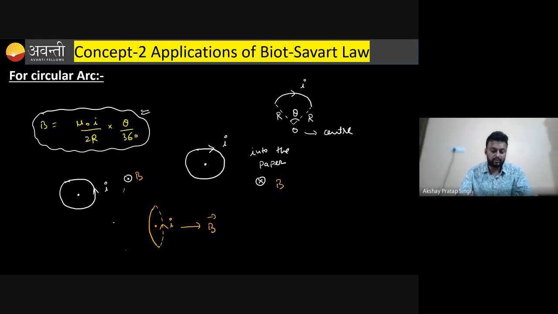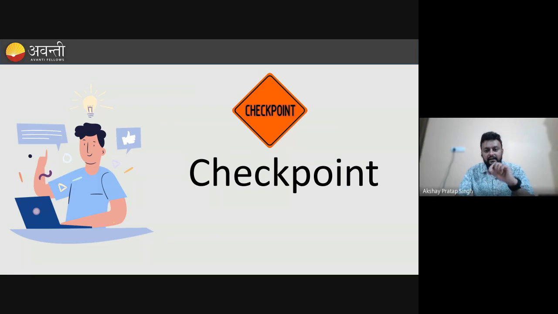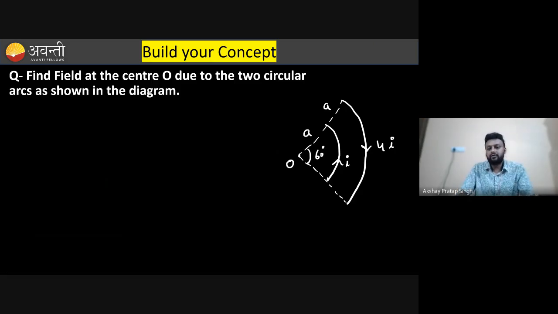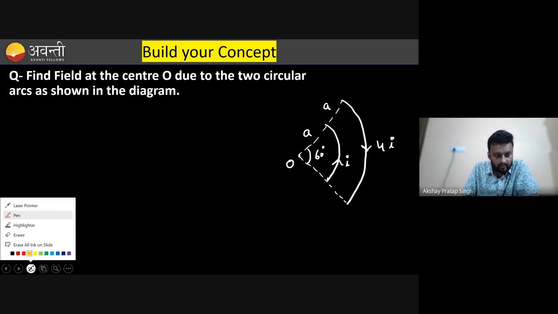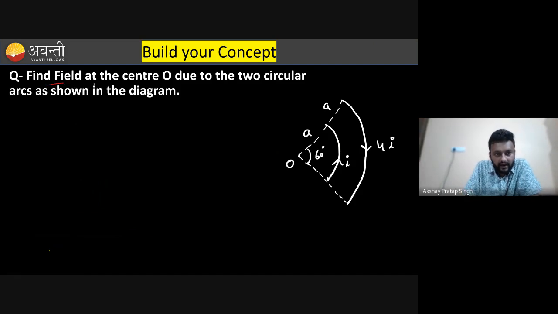Now it's time to do some questions here. These are the checkpoints, the things that you have learned. We have to solidify those things. Okay. So there is the first question on your screen. Question says, find field at the center O due to the two circular arcs as shown in the diagram.